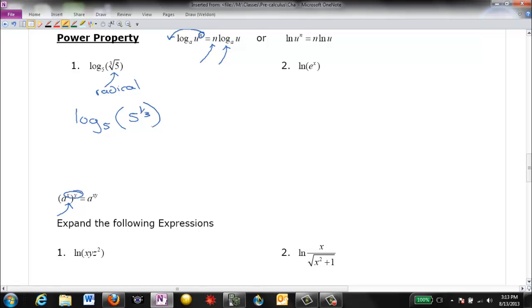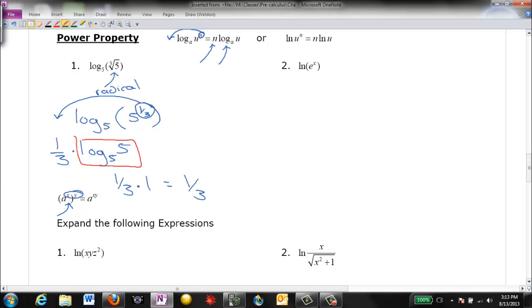Okay. Now, if I apply the power property, I can take this exponent of 1/3 and bring it out front of the logarithm. So now I can rewrite this as 1/3 times log base 5 of 5. And if you recall, the log base 5 of 5 is 1, right? So this is actually just 1/3 times 1, which is 1/3. So this and this are equivalent. So log base 5 of the cubed root of 5 is equal to 1/3. Okay, let's try it again here in example number 2.